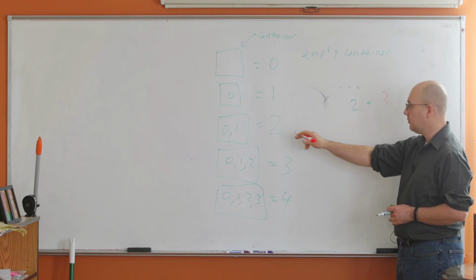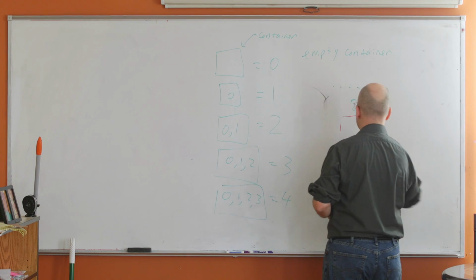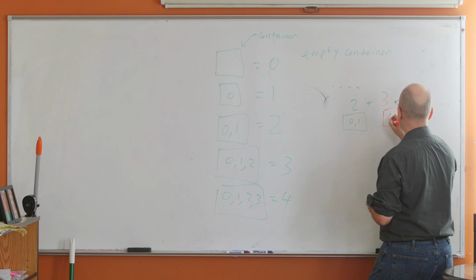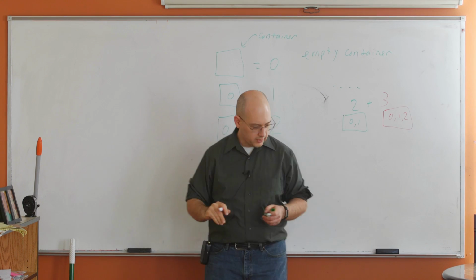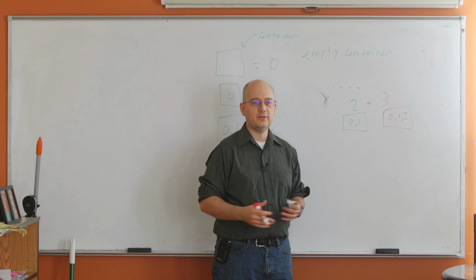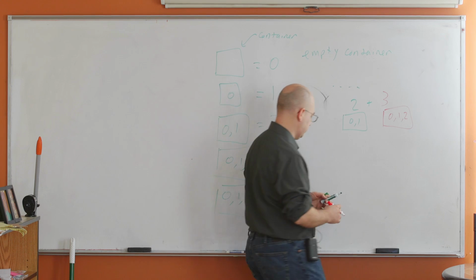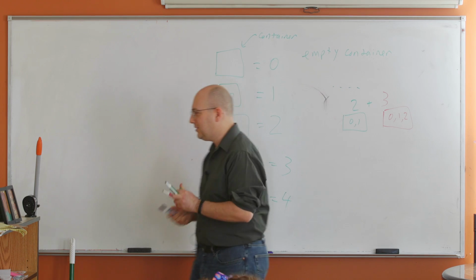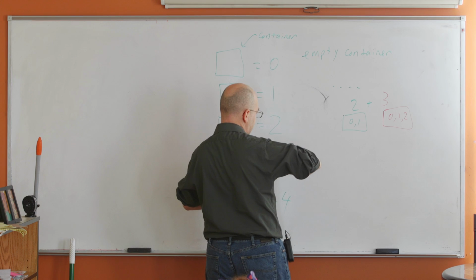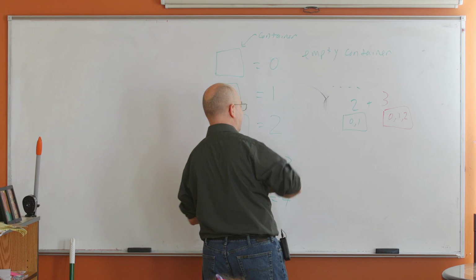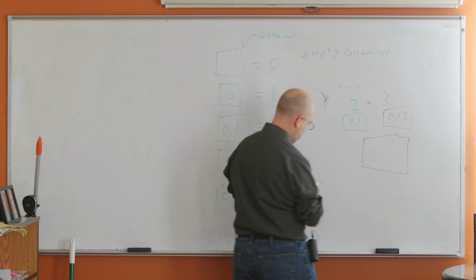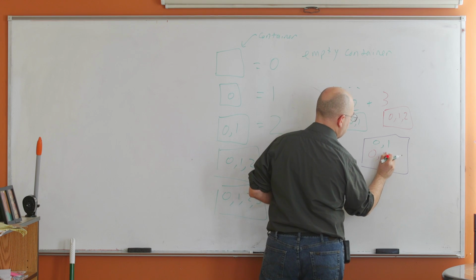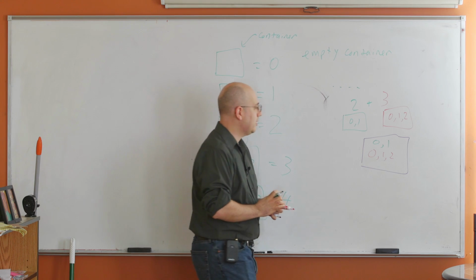Well, what is 2? 2 is 0, 1, right? 2 was green. So think of that as 0, 1, and 3 as 0, 1, 2. And so if I want to combine them, what would I do? If I wanted to make one big container, throw it all in there, right? Let me go with purple. So I have a big container. I throw in 2, 0, 1. I throw in 3, 0, 1, 2. I've made them different colors so that we now have 5 things.